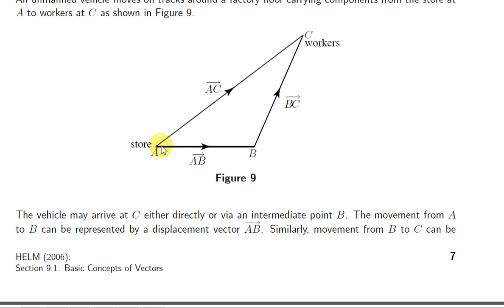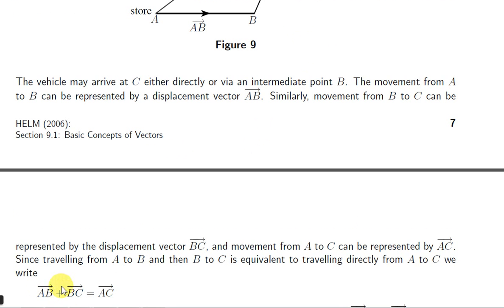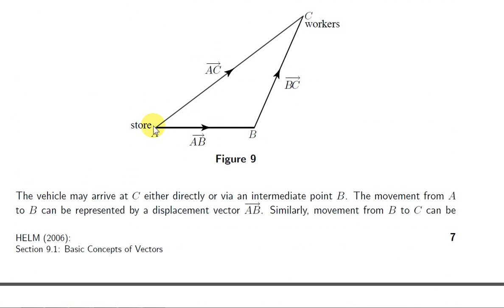The movement of the vehicle from point A to point C directly could be represented by the displacement vector AC, tail at A, head at C. We could also represent the movement of the vehicle as the sum of two displacement vectors, AB and BC. We say that the sum of vectors AB and BC is vector AC. So if we want to add this vector onto this vector here, we just join the tail of BC to the head of AB. So this is called the triangle law for summing two vectors.